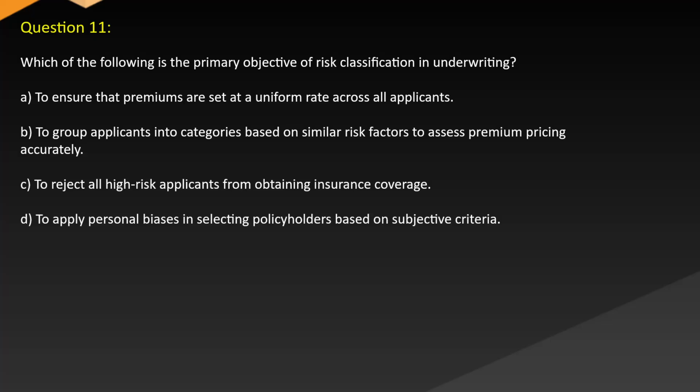Question 11. Which of the following is the primary objective of risk classification in underwriting? A. To ensure that premiums are set at a uniform rate across all applicants. B. To group applicants into categories based on similar risk factors to assess premium pricing accurately. C. To reject all high-risk applicants from obtaining insurance coverage. D. To apply personal biases in selecting policyholders based on subjective criteria.